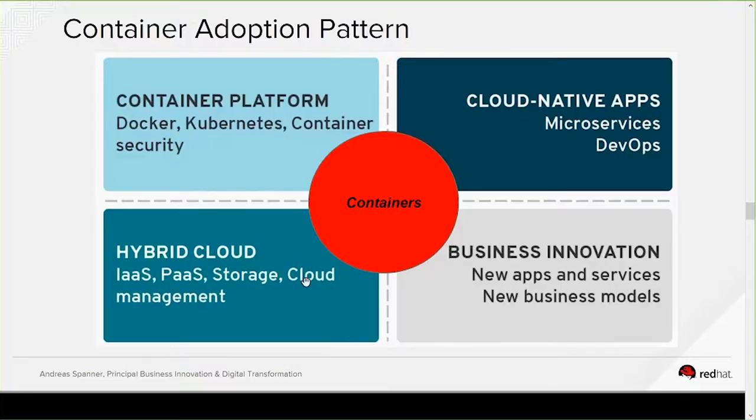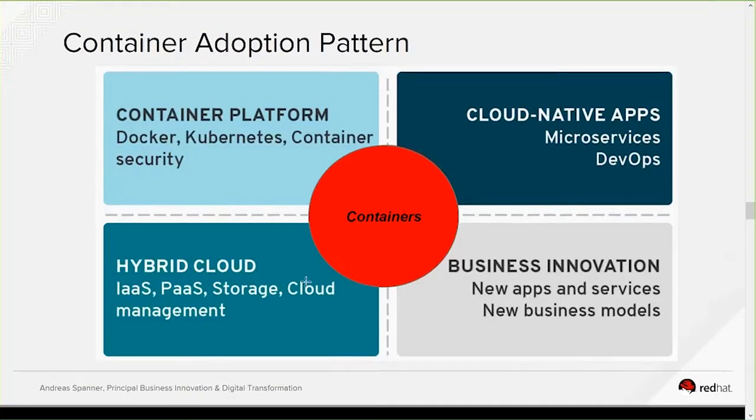So now, container adoption pattern is another topic I'd like to talk about. It's really when the container topic comes up in your organization, then I think there are mostly one or multiple of those four scenarios, right? So someone has already determined that a container platform is what we need to look at, and then topics like Docker, Kubernetes, and container security come up, and you evaluate what are the best or the current players out in the market.